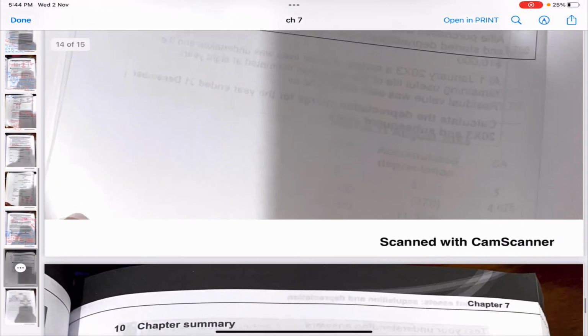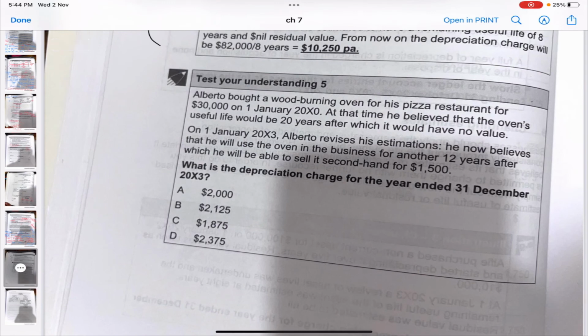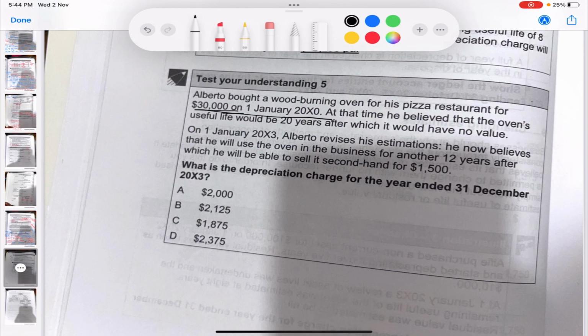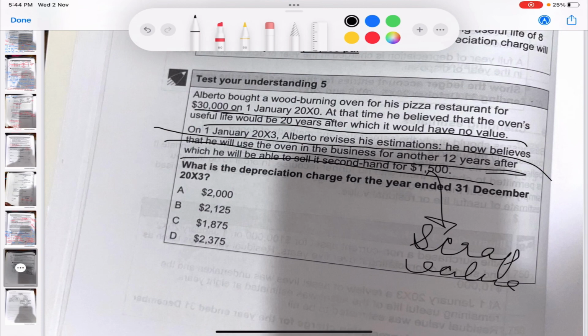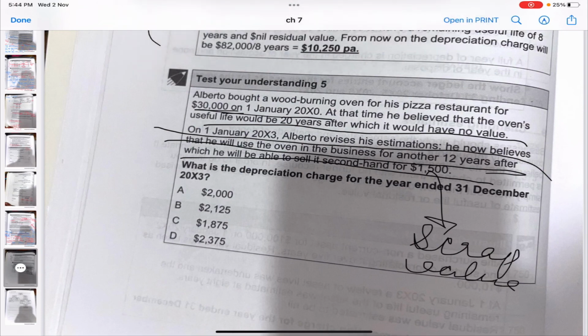Okay, let's quickly do test understanding 5. Alberto bought a wood burning oven for his pizza restaurant for $30,000 on 1st January. At the time, the useful life was 20 years with no value at the end. On 1st January, Alberto revises his estimations. He now believes that he will use it for another 12 years and he'll be able to sell it. So this is our scrap value or the residual value. So now we need to calculate depreciation again. This is the same way we did the illustration, right?